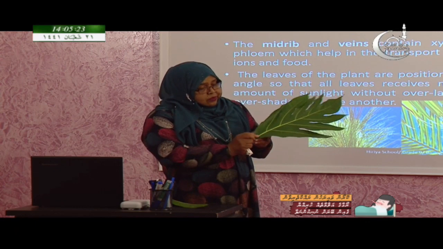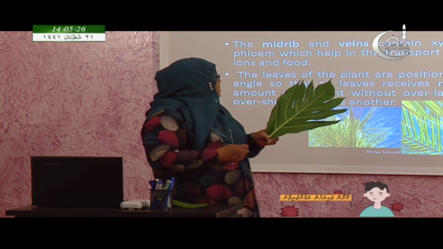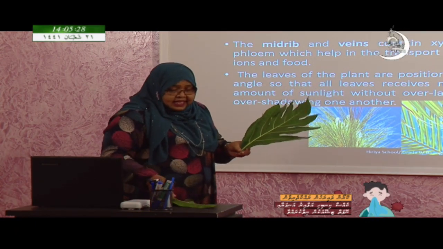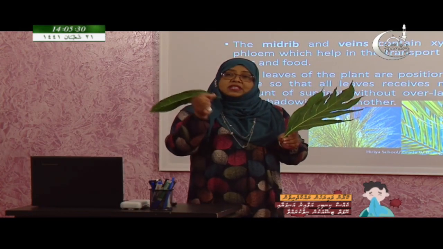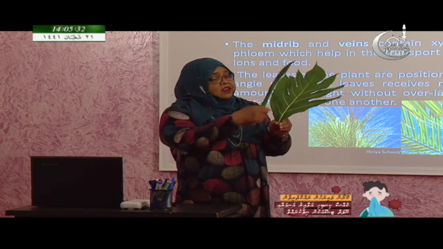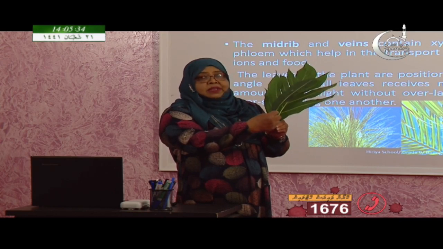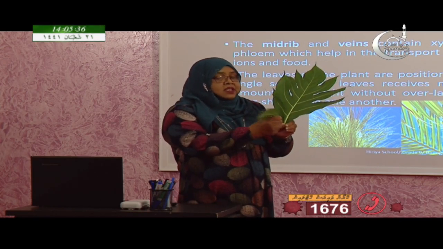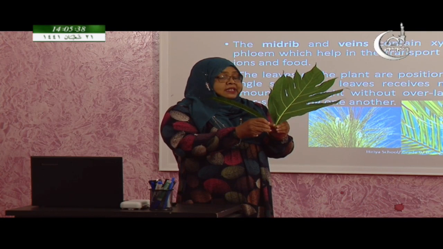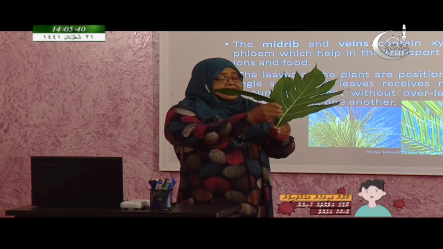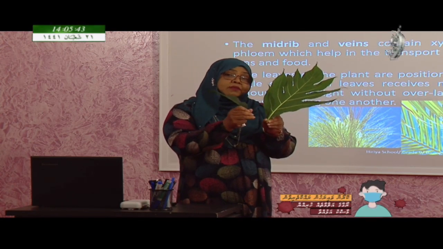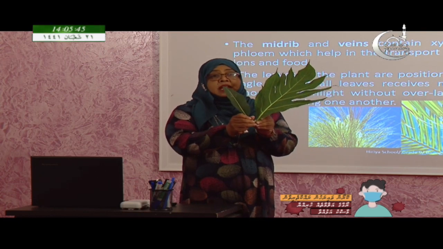So, the midrib and the veins have the vascular bundles, and the leaves are positioned, held by the stem. You can see they are not overlapping. If they were overlapping, they would not be able to get the light. So in the plant, Mother Nature has done it in such a way that all the light can penetrate, which is positioned by the petiole which is holding up the leaves.